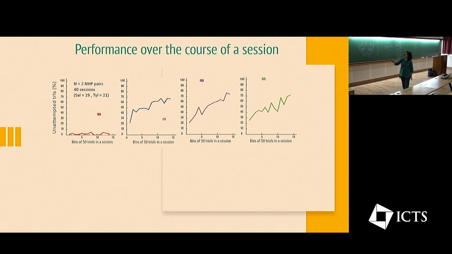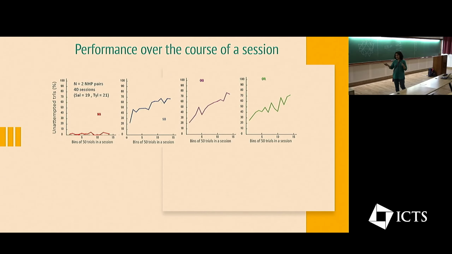Let me go back a little. So this is the percentage of unattempted trials through the course of a session. You can see for self-good trials, it's always sort of close to zero. So you end up attempting all those trials. Whereas for self-bad, it is low in the beginning, but increases as soon as the monkey is satiated. So it does not care for bad outcomes anymore. In the beginning, it's thirsty, so he wants to drink whatever you're giving. And the same with other-good and other-bad trials also.